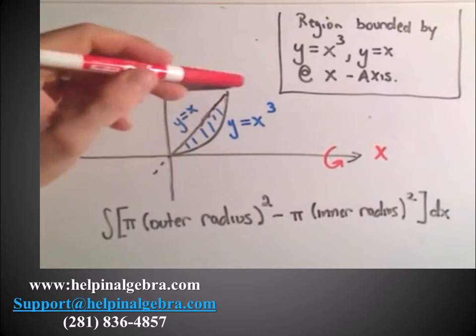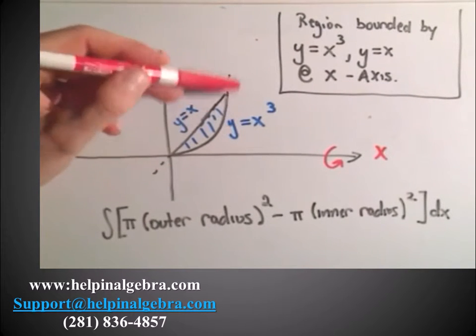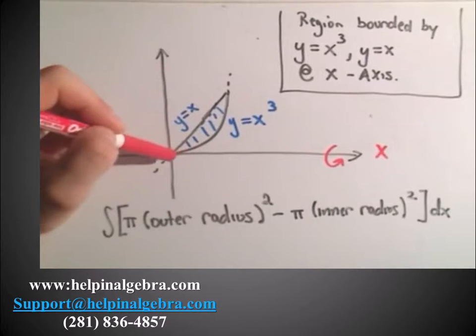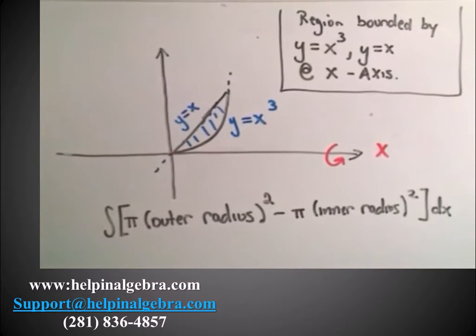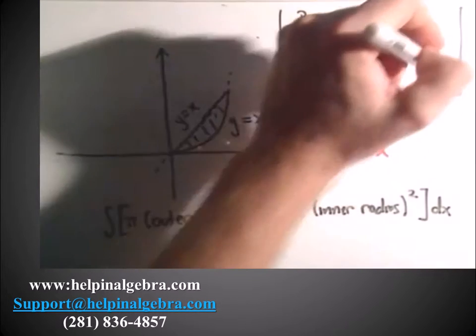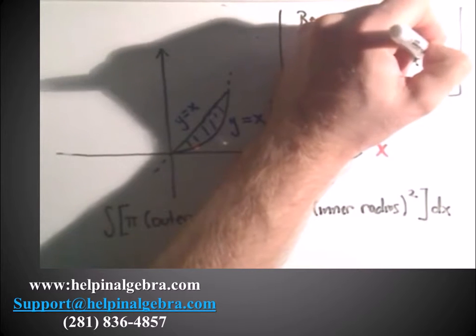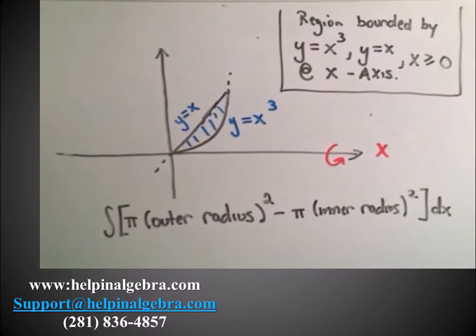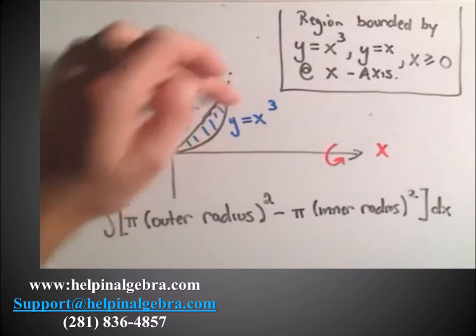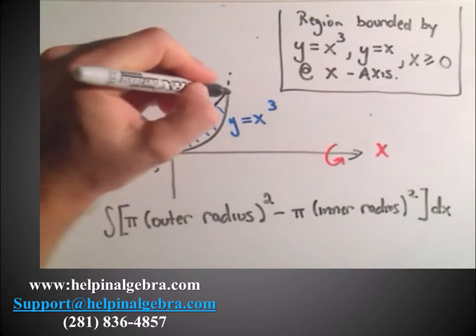And you know, the line y equals x, there that is. Y equals x cubed, I just drew the portion, and I should specify here because I want the portion that's just in the first quadrant. So I should even say x is greater than or equal to 0. So that'll just give us the part in the first quadrant.